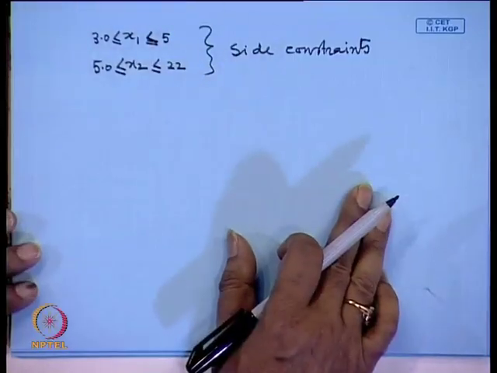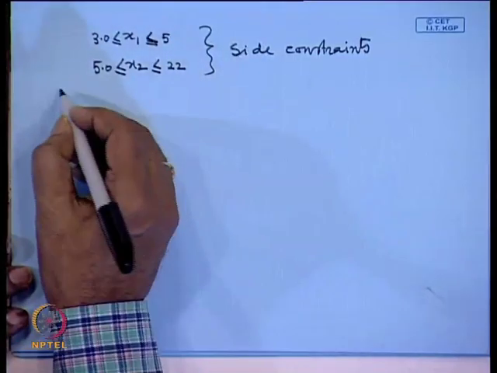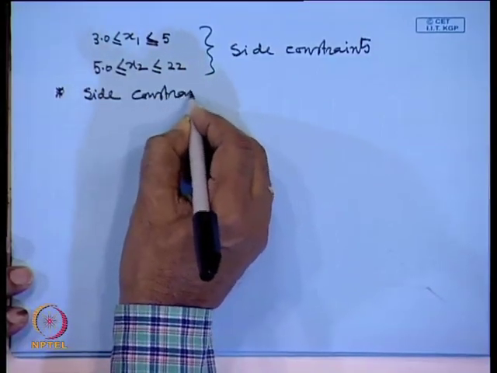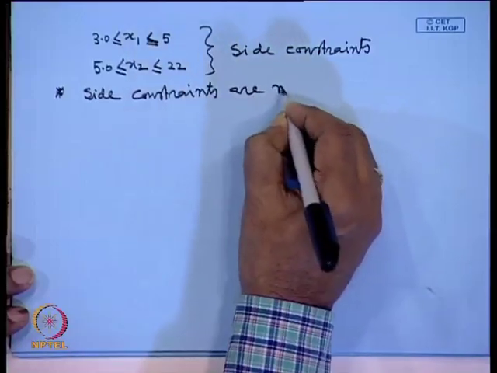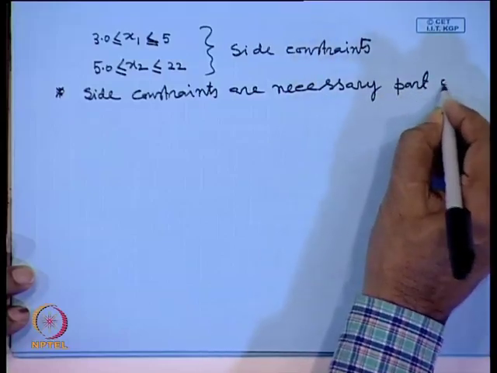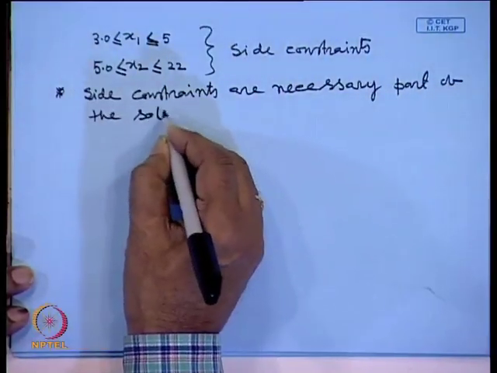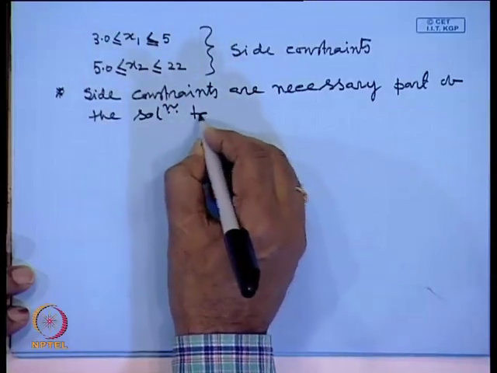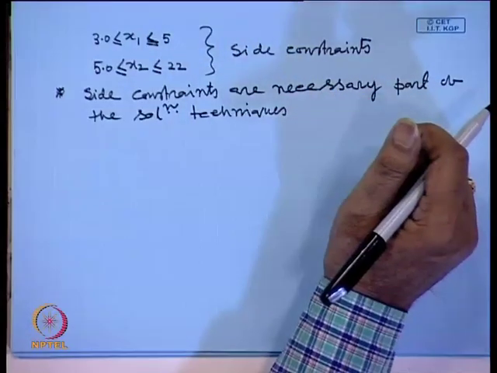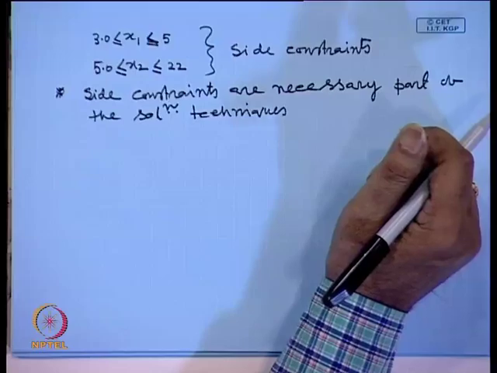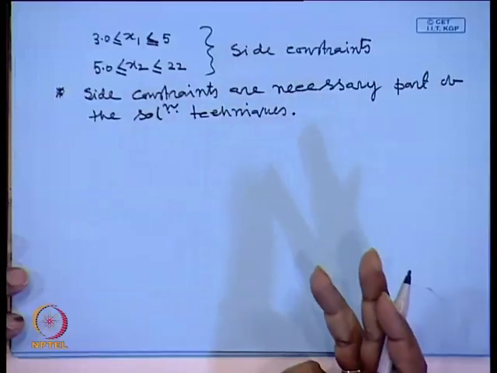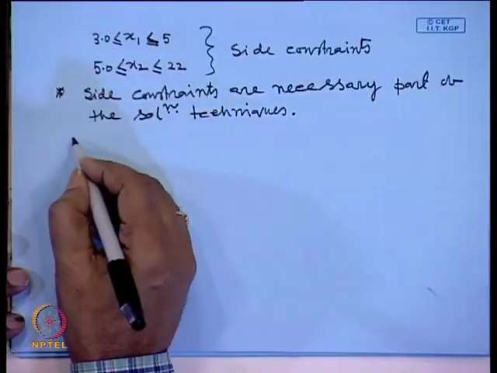The side constraints are a necessary part of the solution techniques. They tell you about the acceptable region of the design variables. So, let us see this problem graphically, with a graphical representation.